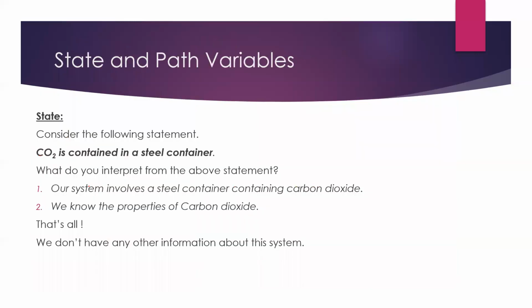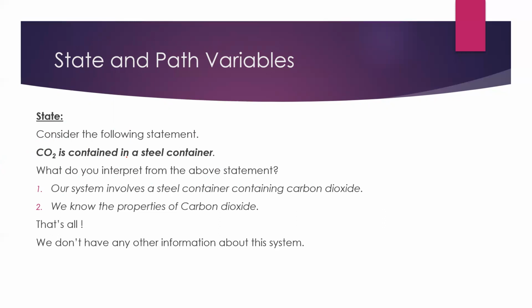Okay. Then we move to state and path variables. Okay. So state variables are basically the variables that define the state of a particular system. If the state of the system changes, then these variables will also change. Okay. So consider the following statement. CO2 is contained in a steel container. Now, if I simply give you this statement, there's nothing much you can derive from this statement.